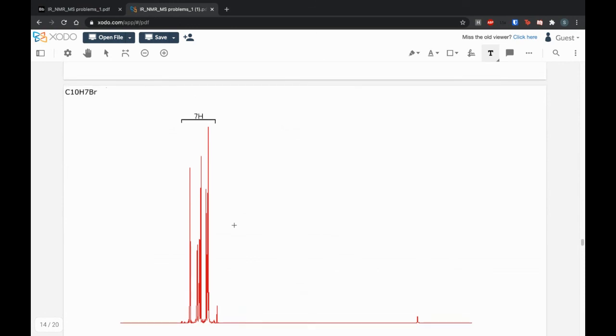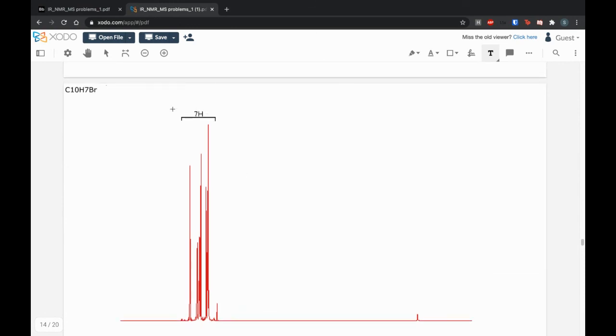But benzene rings only have 6 hydrogen or 6 carbons. But benzene rings are not the only aromatic compounds. We have other compounds that can be aromatic.